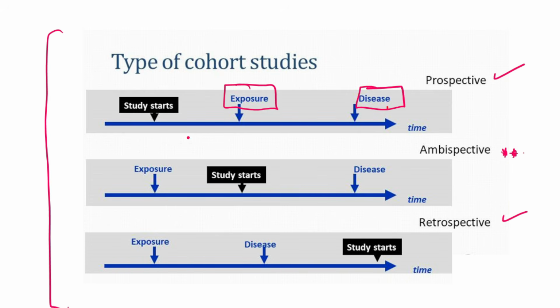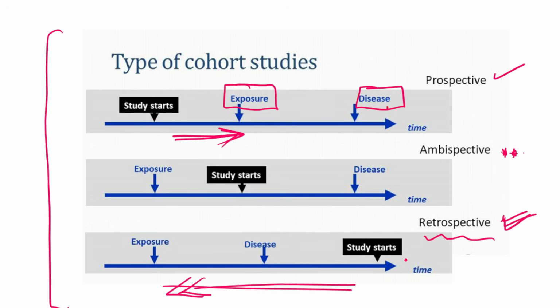Okay, so the study is going in this direction. So this is called a prospective type of cohort study. But if you see the retrospective type of cohort study over here, the study direction is going the other way. The study is starting over here and it goes over here, from disease to exposure. So this is called a retrospective type of cohort study.